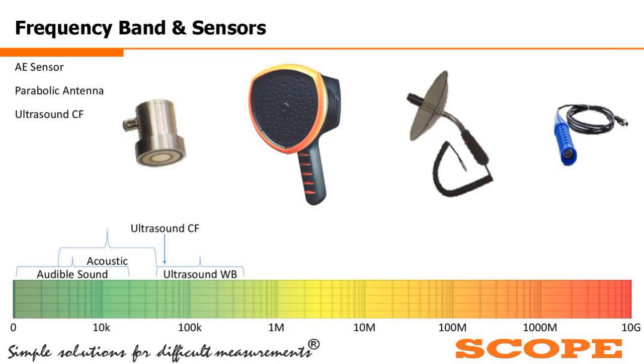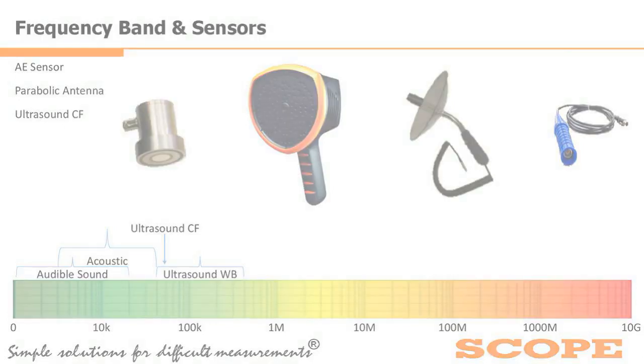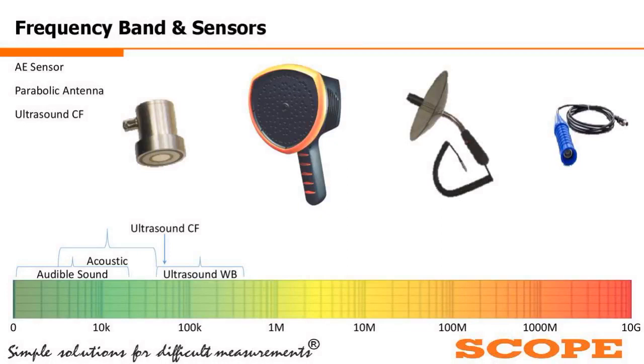As we can see here, let me use the cursor. This is the acoustic sensor, which gets attached directly on the transformer body, or for that matter any other body, with magnetic attachment. The center white zone is actually the sensor, and the other part is the housing of that sensor. This generally works on ultrasound wideband.